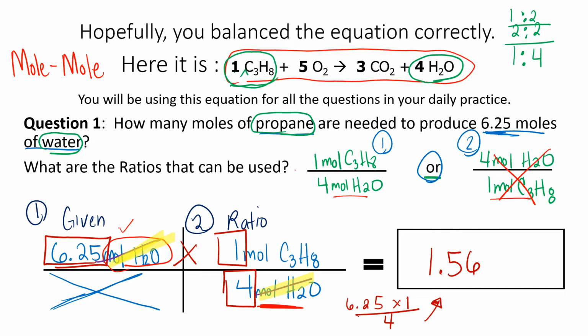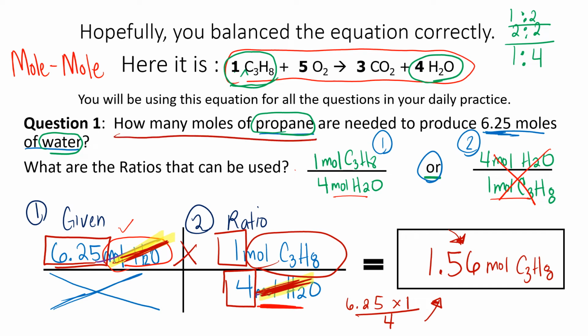And I cannot leave a number just like that. I actually have to put the unit. So notice how we had to cancel those moles of H2O because they matched. Well, we didn't cancel moles of propane, so we're going to put moles of C3H8. And if you look at the question, that's what they should be asking us. They should be asking us how many moles of propane. So let's take a look. Here it is. How many moles of propane? And that's exactly what we're answering.